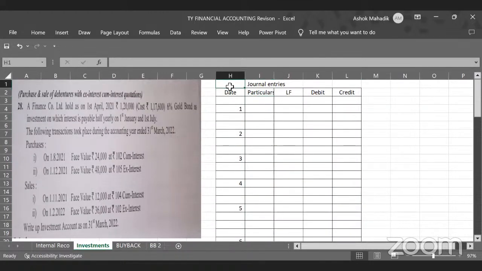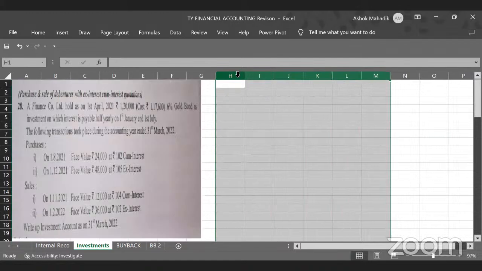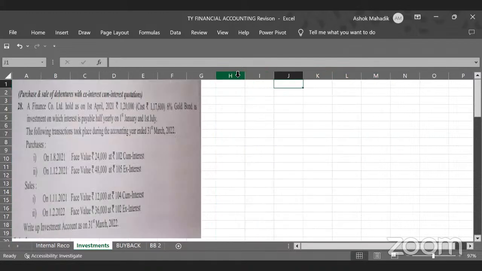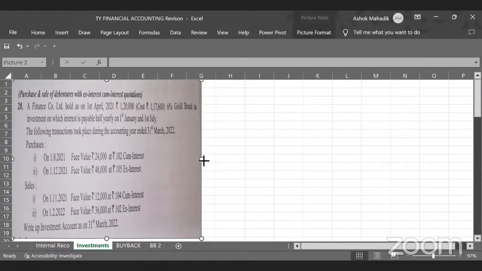Oh. I think we need a ledger rather than journal. Wait. I'll have to draw it. In buyback, we need those, not in investment. Okay. So I have to make one ledger account. Let us read the sum.